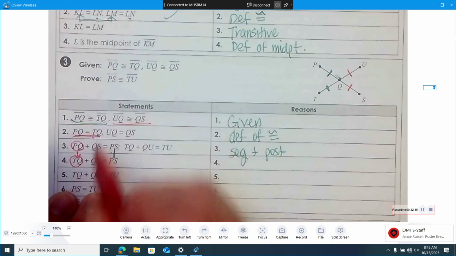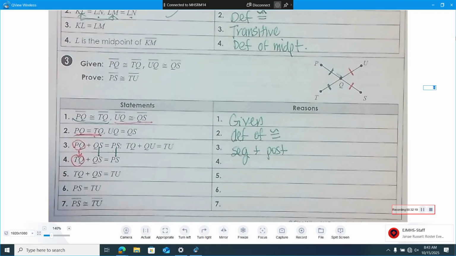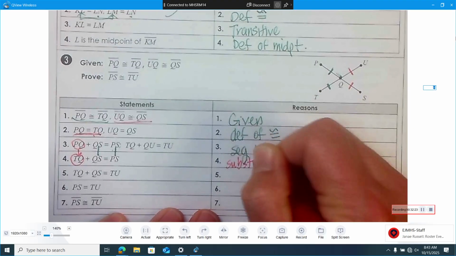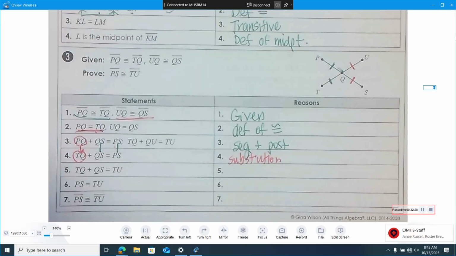And that came, they pulled from step 2 there, saying, hey, those two things are equal, so I'm going to take one out and put one back in. That is substitution. Very good. There we go. That's how you say substitution. Okay. All right.